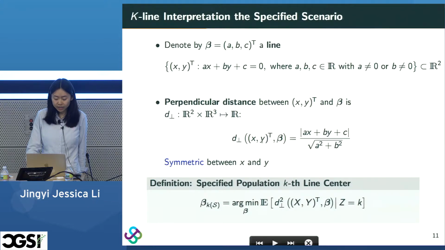Okay, I'll quickly skip this, but just for your information, in the population sense, the line corresponds to the first principal component of that component.